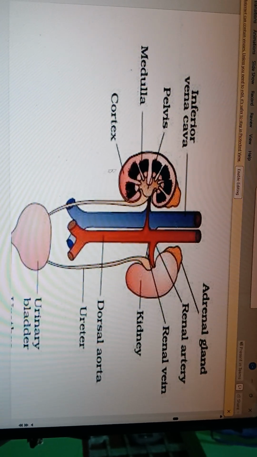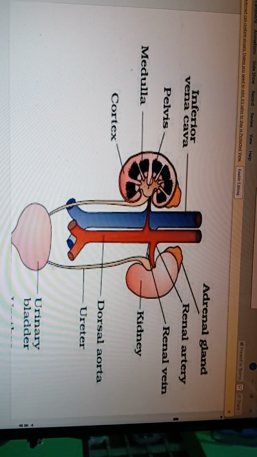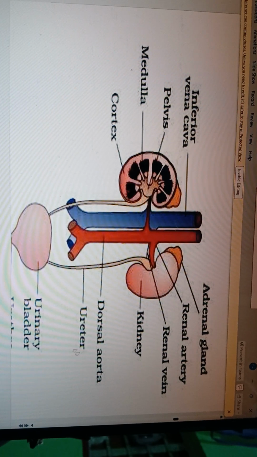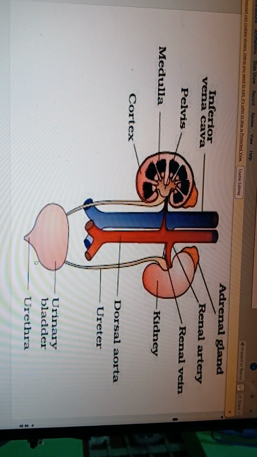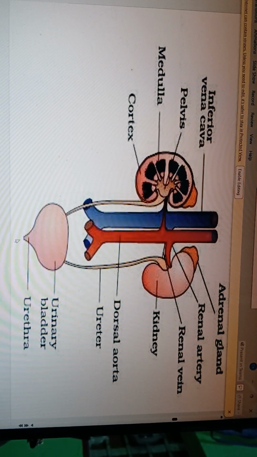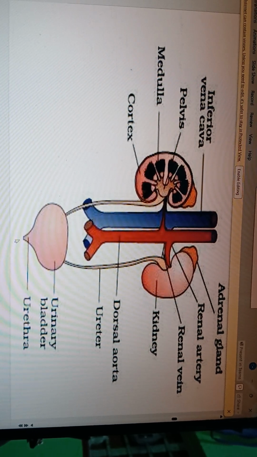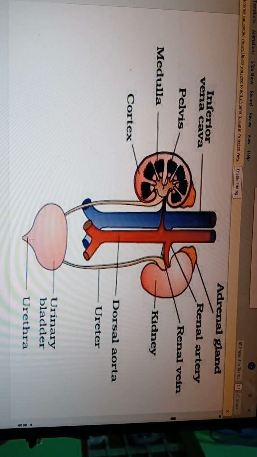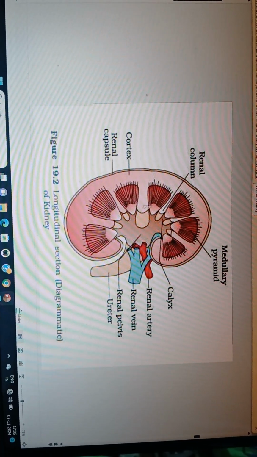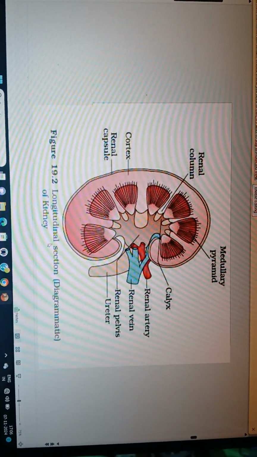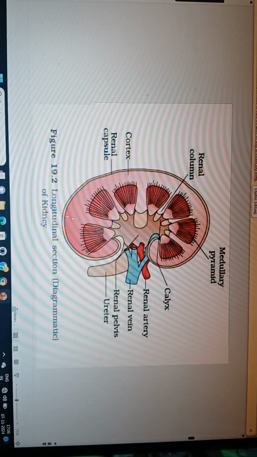body. Okay, and the urine which is produced will come to the urinary bladder through the ureter, and when the urinary bladder becomes full, through the urethra it will be eliminated from the body. Students, one point has to be noted, that the urethra is present in the male body and the vulva is present in the female body. Now you look, this is the structure of one kidney, and that is the longitudinal section of a kidney.